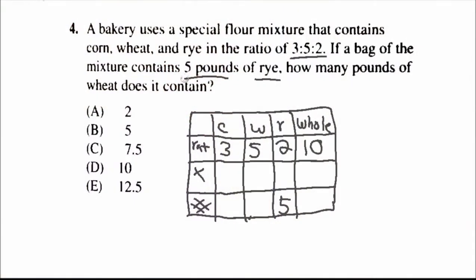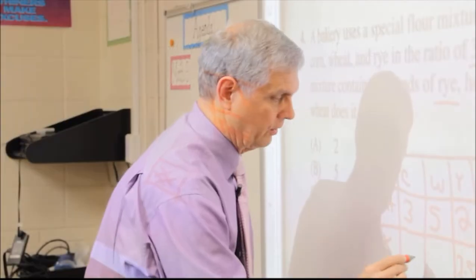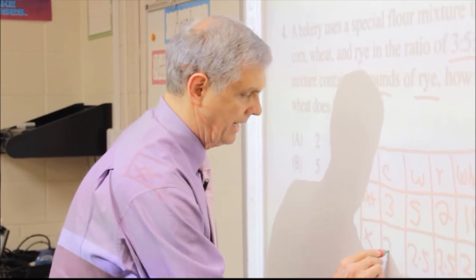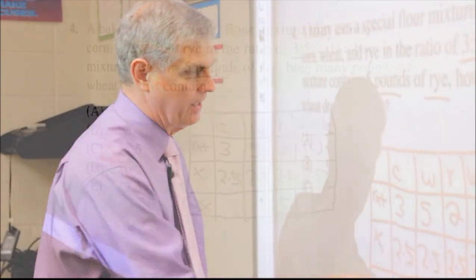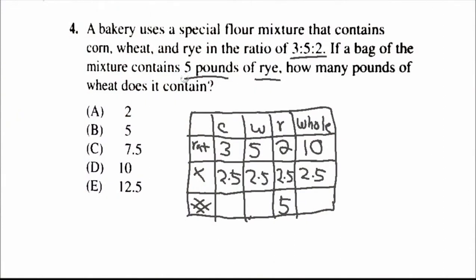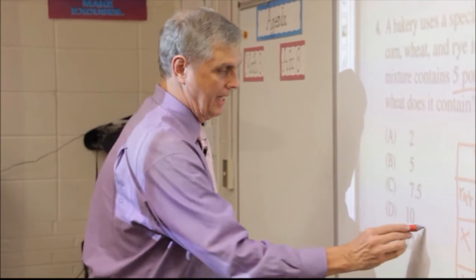Well, you know that the multiplier row here is going to be the same all the way across. So what you look at now is, how did we get this 5? What multiplied times 2 gives you 5? Well, you can do that in your head, or you can do it on a calculator. 2 goes into 5, 2.5 times. And like I say, you would use that same multiplier all the way across. And we're only interested in this right here, the wheat. So you would take 2.5 times 5, and you'd get 12.5. And that would be answer E.